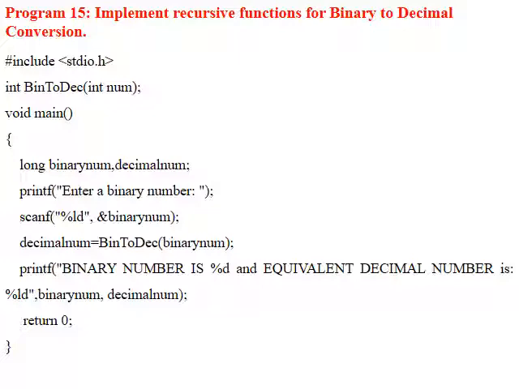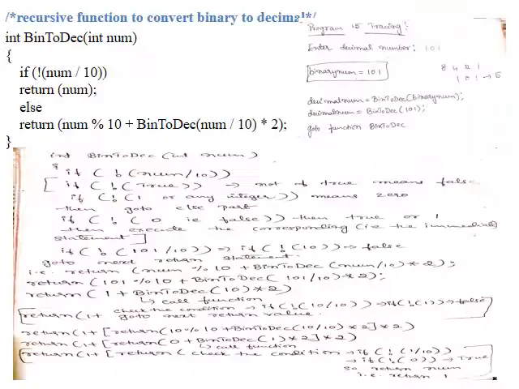Next, decimal num is equal to binary to decimal of binary num. So for the function binary to decimal, we are passing the input value. The input is 101, and whatever final value we get will be stored in the variable decimal num. So we are calling the function binary to decimal. Go to the function binary to decimal.